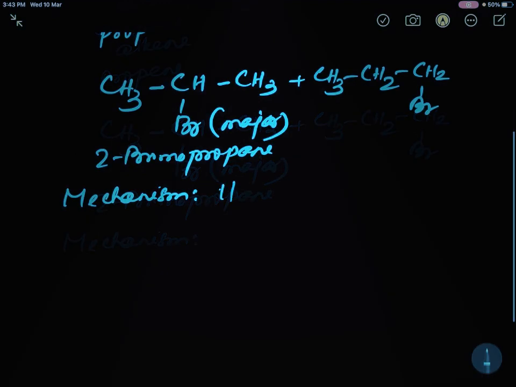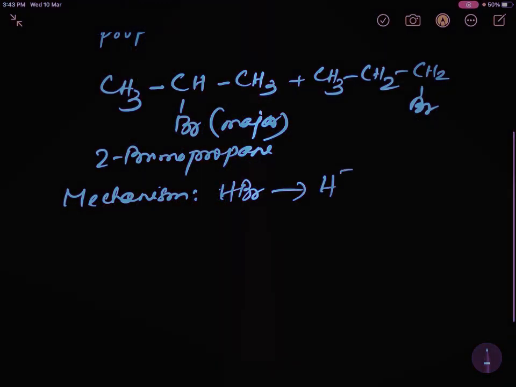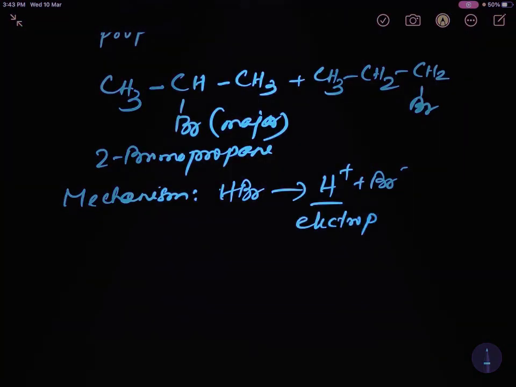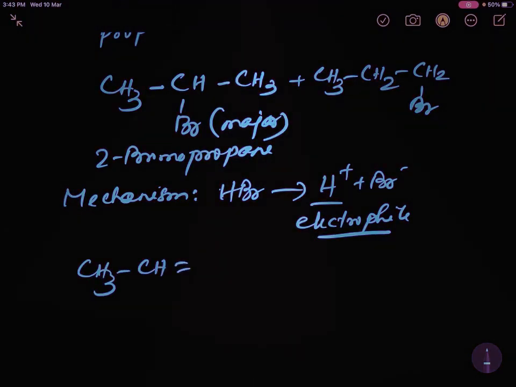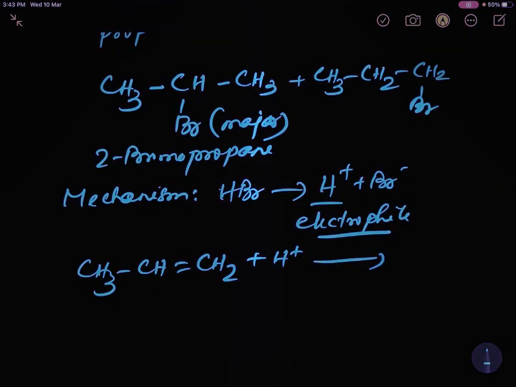You know, HBr is a polar molecule. On breaking it gives H+ and Br-. Here H+ is an electrophile as it is positively charged. As it is positively charged, it attacks the unsymmetrical propene. Here you see this pi bond is shifted to this side, and this gains a negative charge, and this carbon gains a positive charge. So H+ prefers to attack this CH2.